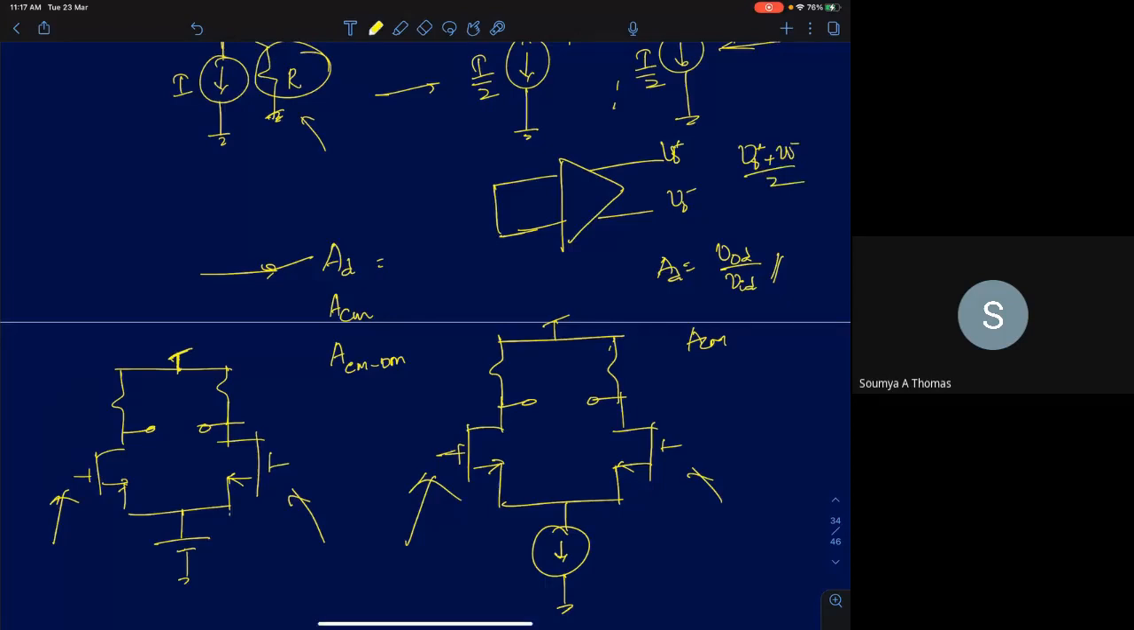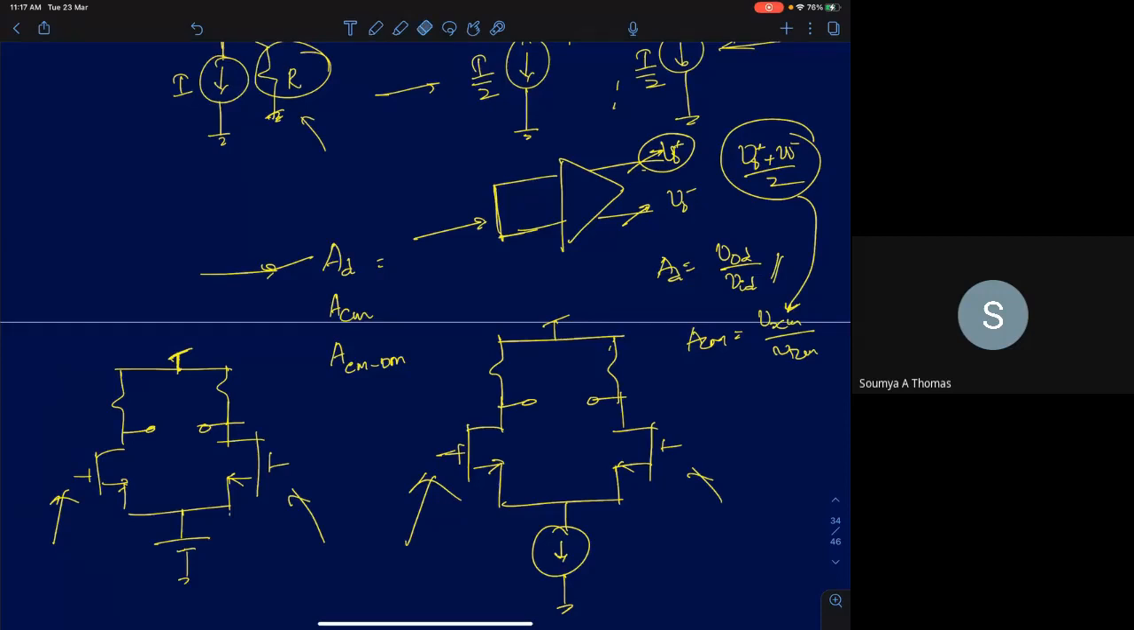We said by arguments of symmetry, we can argue that both VO plus and VO minus will have the same variations. So that should make sense. You just look at any one output's response, and that will give you the common mode gain. But anyways, the general procedure was that we took the average of the two and called it VOCM, and VICM is the input signal average, or the same signal applied to both the terminals. So this is how we define ACM.